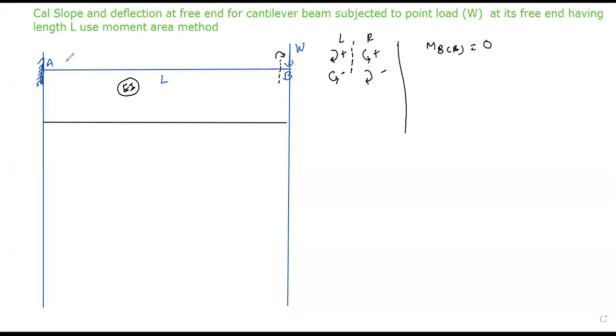Now let me cut a section at point A. Just see from right side. Now why am I considering right side? If I am considering left side, I need to calculate VA and MA. But I am not interested in calculating VA and MA. I am interested to calculate distance L, but I am taking a moment on point B from right side.